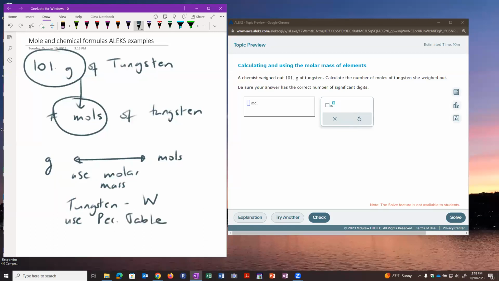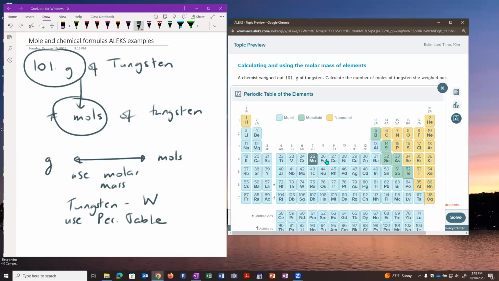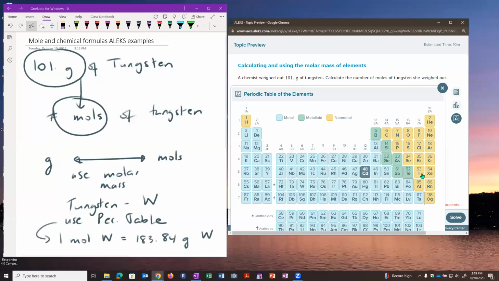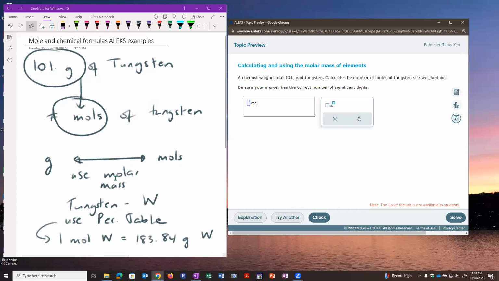On your data sheet here on the right side, you'll see there's a periodic table. Tungsten is right here in the middle, atomic number 74. We can see the atomic mass there is 183.84. So what does that actually mean? This tells us that 1 mole of tungsten, W, is equal to 183.84 grams of W. You can look that up for any of the elements on the periodic table. You don't need to memorize that. You always have a periodic table.